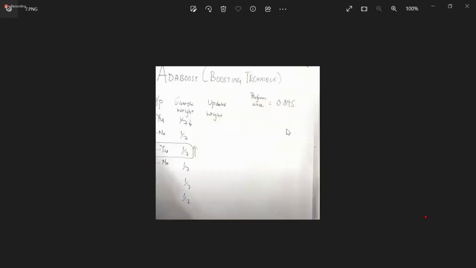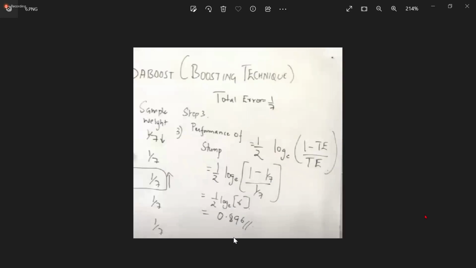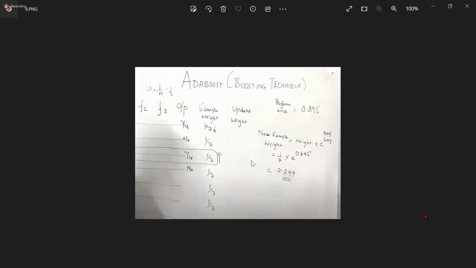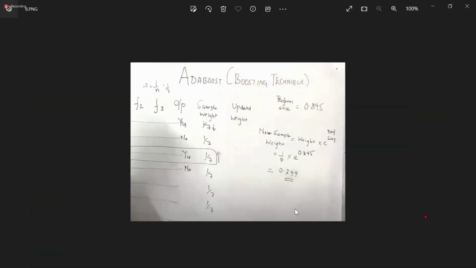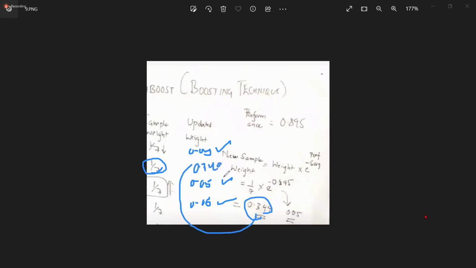So once you compute the decision stump formula, what performance did we get? 0.895, isn't it? And updated weights. What is meant by updated weights? For the records which are correctly classified, e to the power of minus 0.895 is 0.05, guys. I replace the old weight with 0.05 because these records are correctly classified. The record which is misclassified, I replace with 0.349, isn't it? Understood. So this record is misclassified and is stored in another bucket.